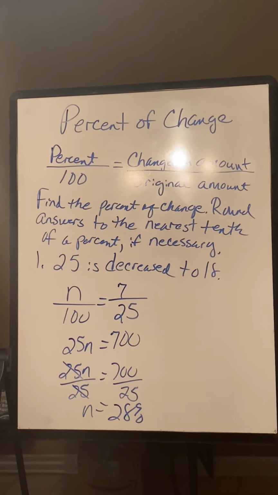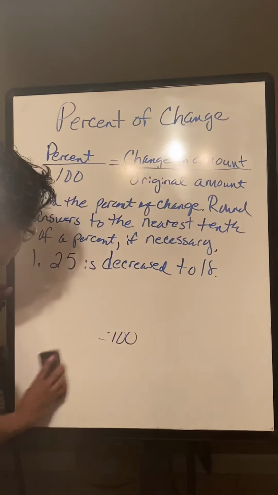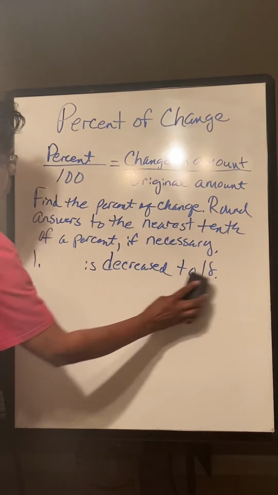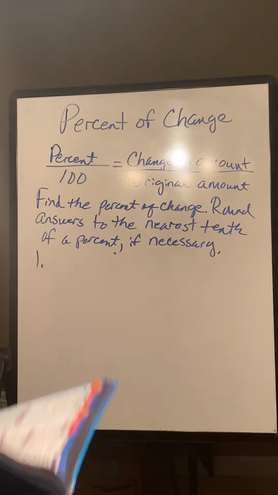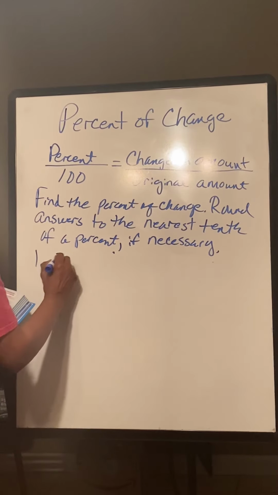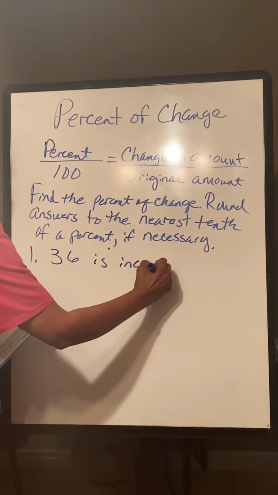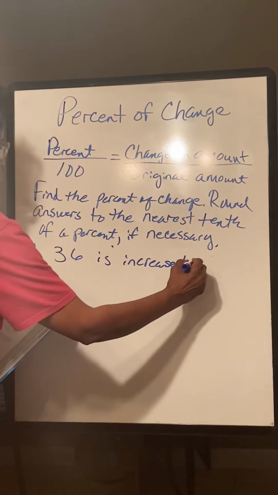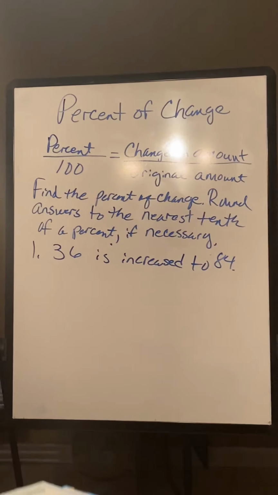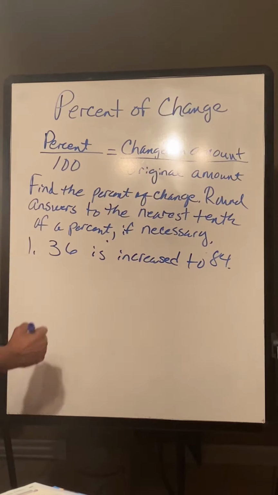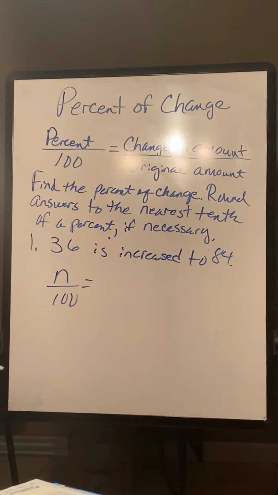Example 2. For example 2, 36 is increased by, or increased to, 84. Again, let's set up the proportion. The percent is unknown to me, so I'll put a variable over 100 equals to, all right?